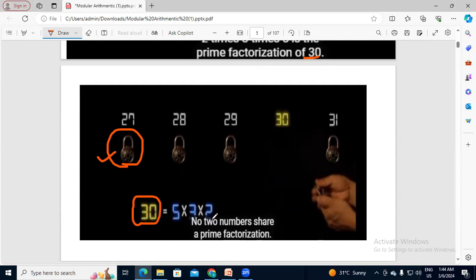You can visualize the digital lock which we have on traveling bags, where you need to enter a combination of numbers. That digital lock can be the number 30, and you can unlock that 30 by entering the combination of 5 into 3 into 2.